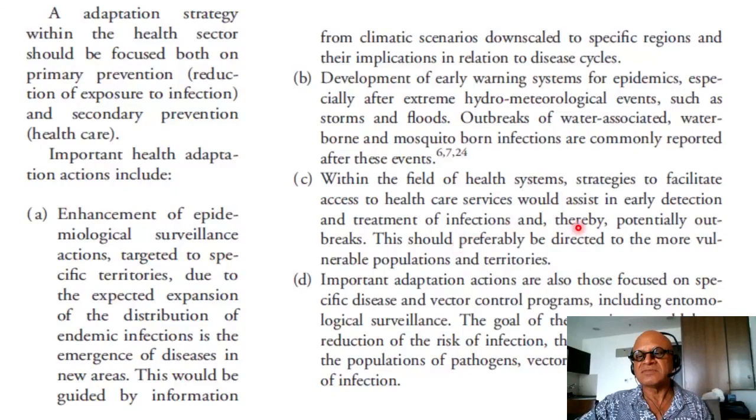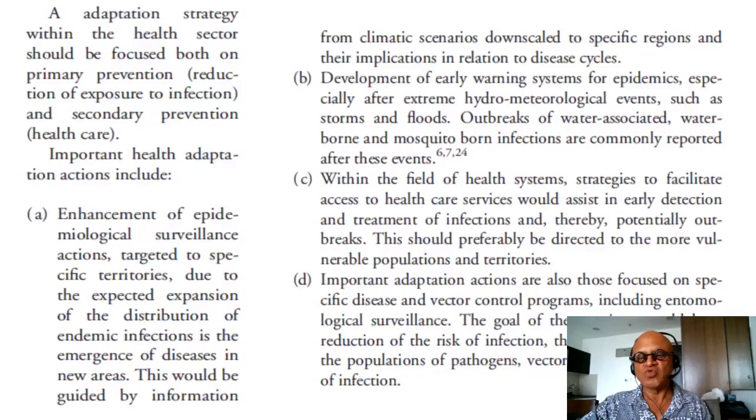Within the field of health systems, strategies to facilitate access to healthcare services would assist in early detection and treatment of infections and thereby potentially outbreaks. This should preferably be directed to the more vulnerable populations and territories. So the pandemic was handled very well in India, for example, in terms of surveillance, monitoring, vaccinations, quarantines, services, etc. Important adaptation actions are also those focused on specific diseases and vector control programs, including entomological surveillance.